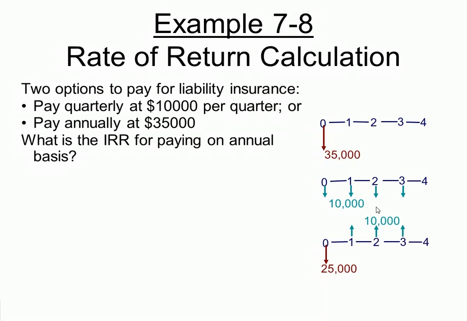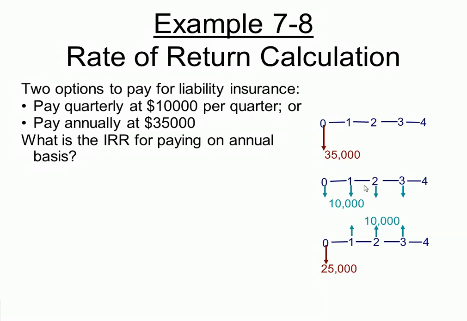We can set up the incremental cash flows by subtracting the quarterly from the annual. Typically we always subtract from the first larger initial cost. So we're subtracting from this negative 35, we subtract negative 10,000. That leaves us negative 25, right? The arrow pointing down was a 25.